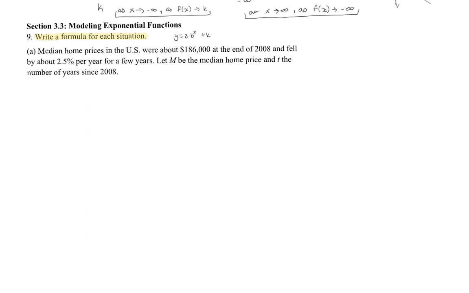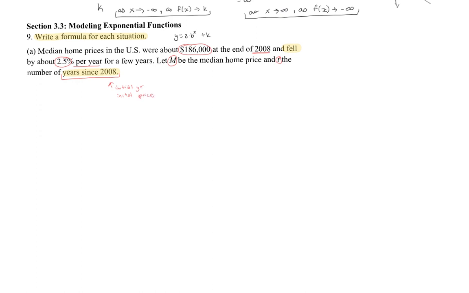So let's start with 9a. Median home price in the U.S. were about $186,000 at the end of 2008 and fell, that's a key word right there, fell by about 2.5% per year for a few years. Let M be the median home price and T be the number of years since 2008. So what those nice handy-dandy words mean is that 2008 was our initial year, which means it can also give us our initial price.